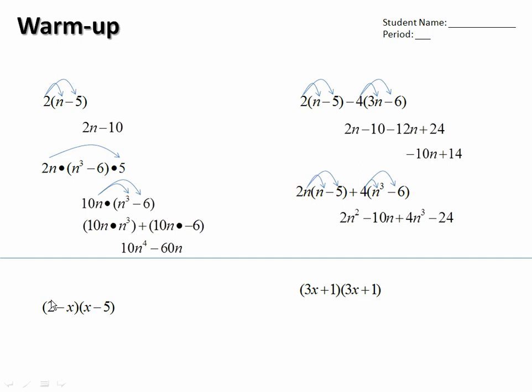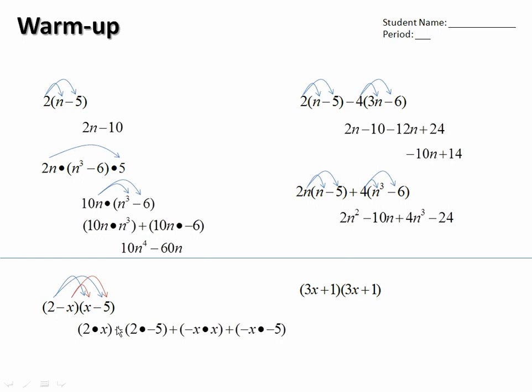So let's go through. We're going to take this 2 and multiply it to the x and write 2x. We're going to take this 2 and multiply it to the -5 and write that monomial as well. Then we're going to take the -x and multiply it to x. And we're going to take the -x and multiply it to -5. And this is what it looks like when you write it out in full.